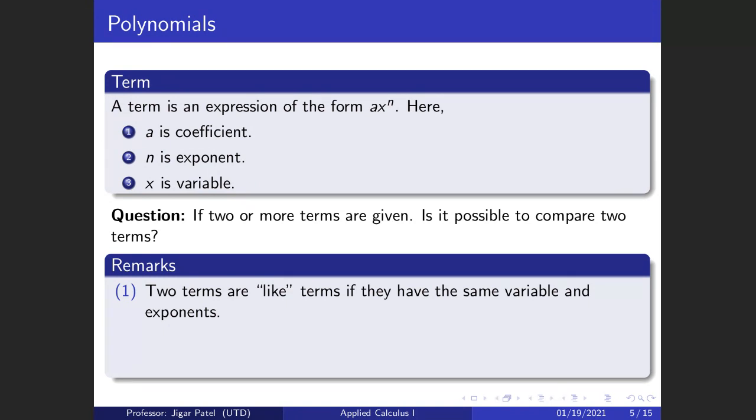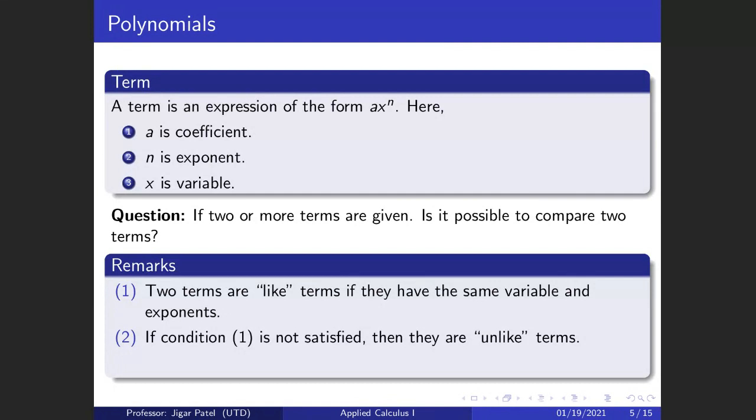If this is not the case, then I call two terms unlike terms. All right, so again, two fairly simple remarks. Like terms are the set of terms that have the same variable and the same exponent. If this is not happening, then you call the terms unlike terms. You may wonder why we are interested in this? Well, the reason is here.